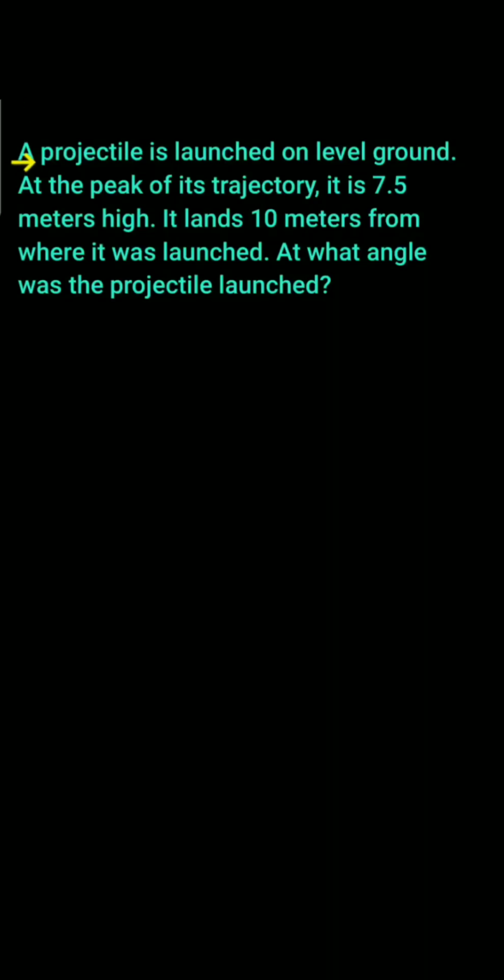A projectile is launched on level ground. At the peak of its trajectory it is 7.5 meters high. It lands 10 meters from where it was launched. At what angle was the projectile launched?